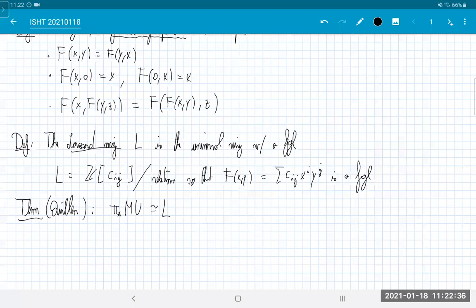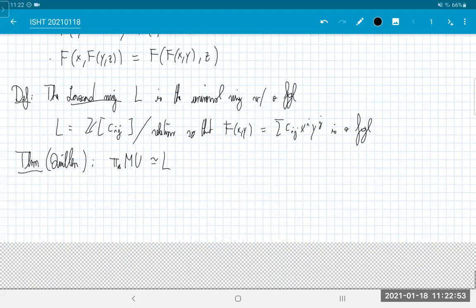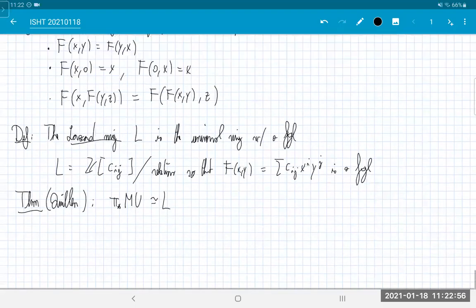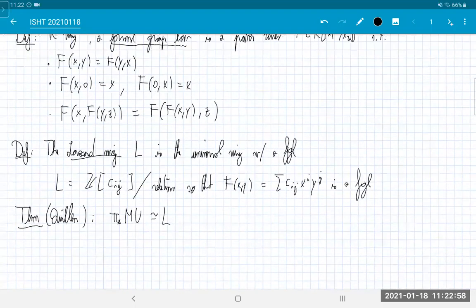And why did I do that? It's because by identifying pi star MU with L, we can identify some special elements in pi star MU, which I'll call v_i. So, questions so far about this definition?